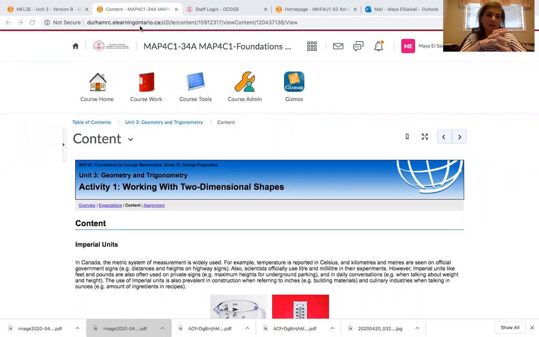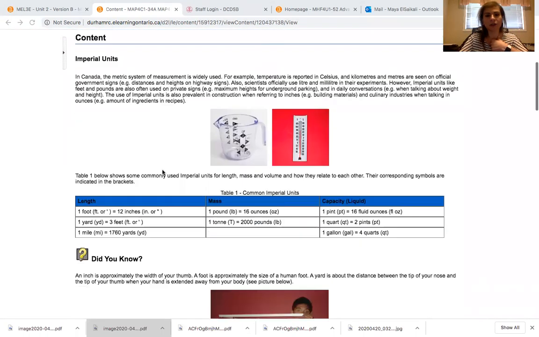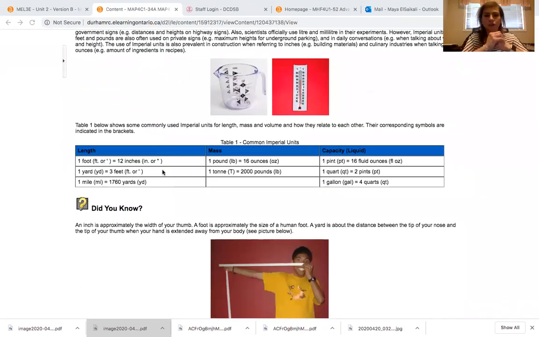Basically, what we are starting with today is finding how to find perimeter and how to find area of 2D shapes, but also we're learning how to do conversion between metric and imperial units. What we're going to start with today is looking at conversions.